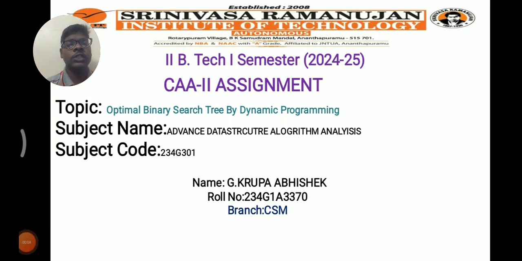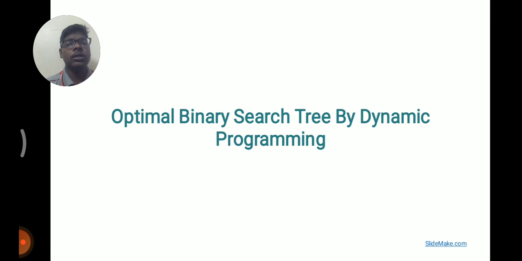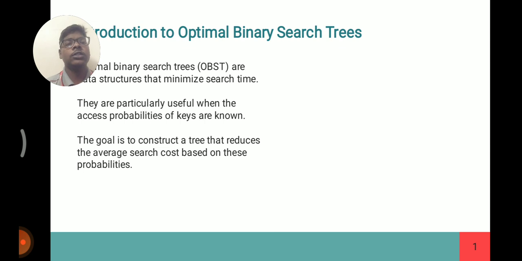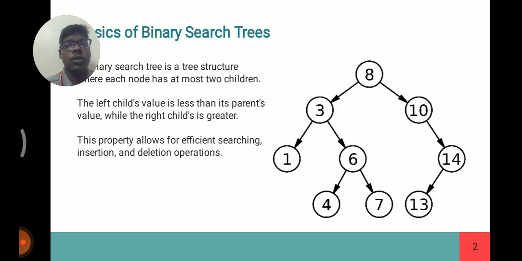Now I am here to explain my assignment topic: optimal binary search tree by dynamic programming. Introduction to optimal binary search tree. Optimal binary search trees are data structures that minimize search time. They are practically useful when the access probabilities of keys are known. The goal is to construct a tree that reduces the average search cost based on these probabilities.